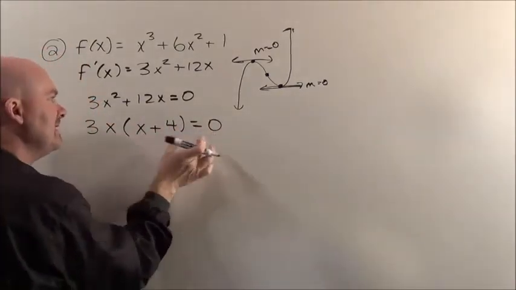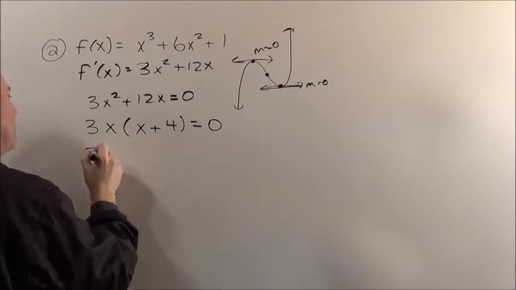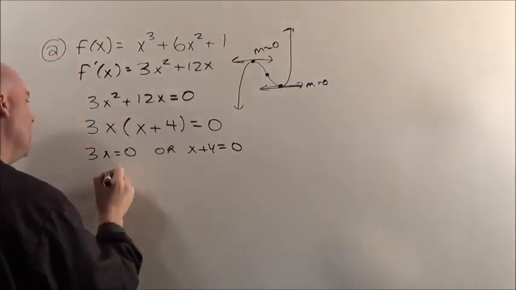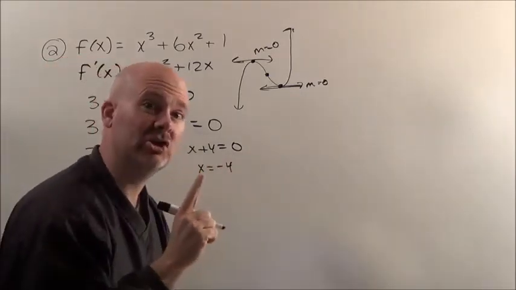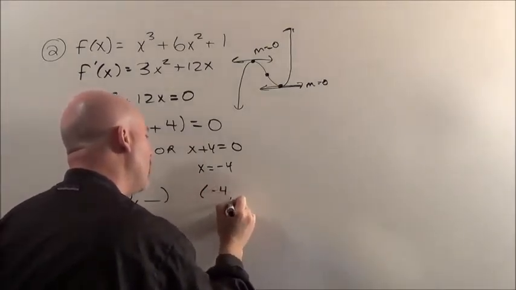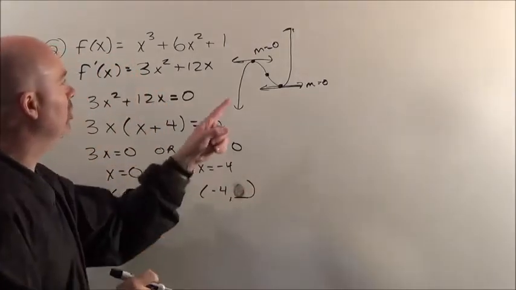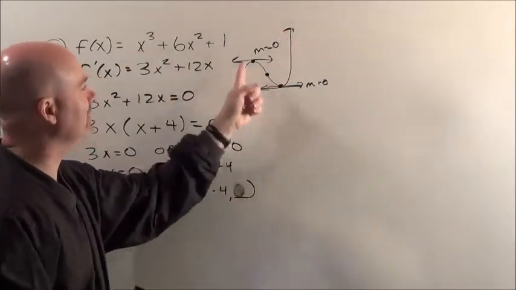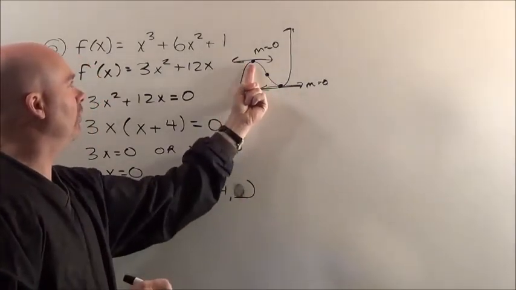Now this times this is 0. That means either this comes out to be 0 or that must be a 0. So either 3x is 0 or x plus 4 is 0. Solving it, I get x being 0 or x being negative 4. There are 2 of my critical points. So I know 0 comma something and negative 4 comma something will end up being these guys. Now let's look at where the heights are to determine them first. Since it's positive, I know it's that way, so this is going to be the minimum at 0 comma something, and over here at negative 4 will be the maximum.